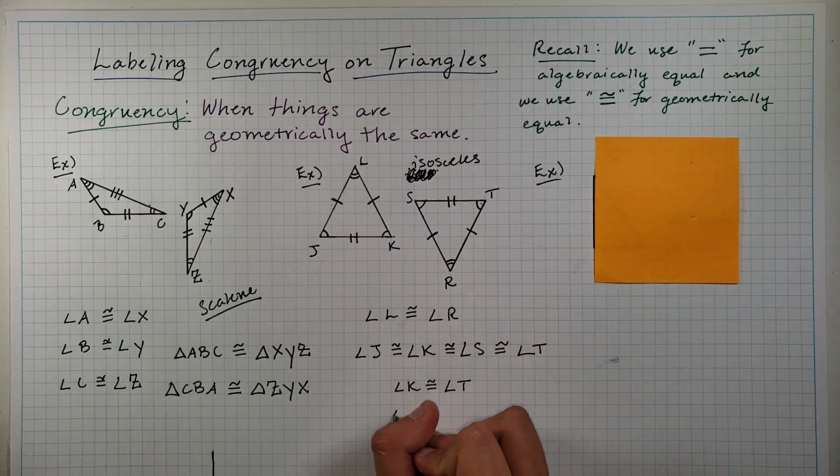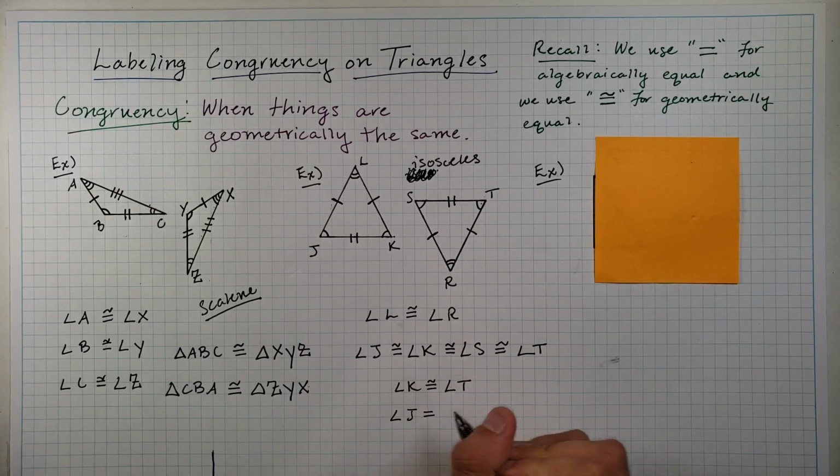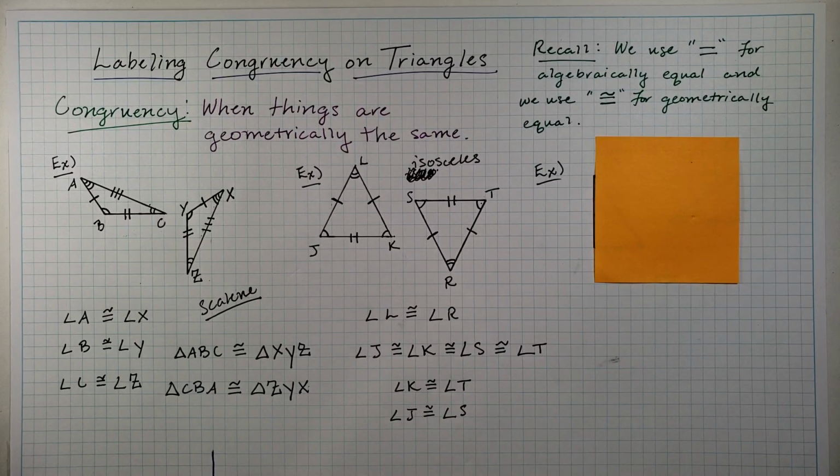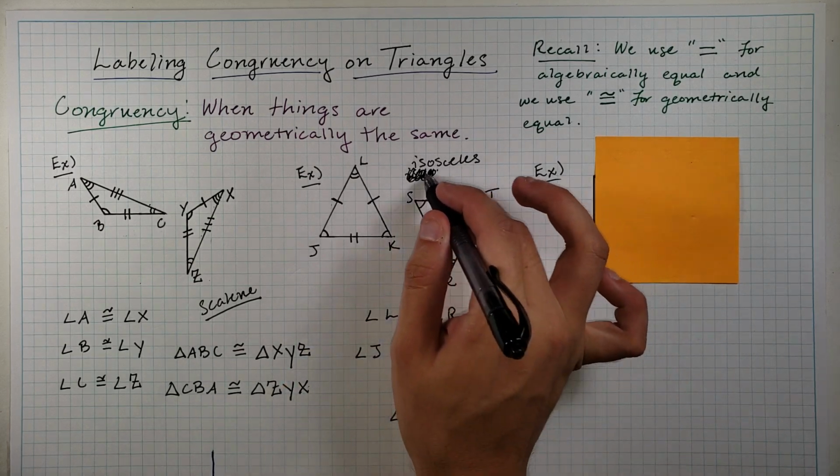You could say angle J is congruent to angle S. All right, you could combine them because they're all congruent to one another. So since this one's congruent to this one, which is congruent to this one, which is congruent to this one, they're all going to be congruent. All right, so that's pretty much it for this isosceles triangle.